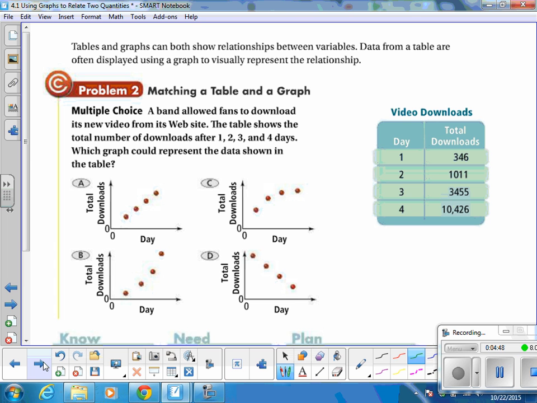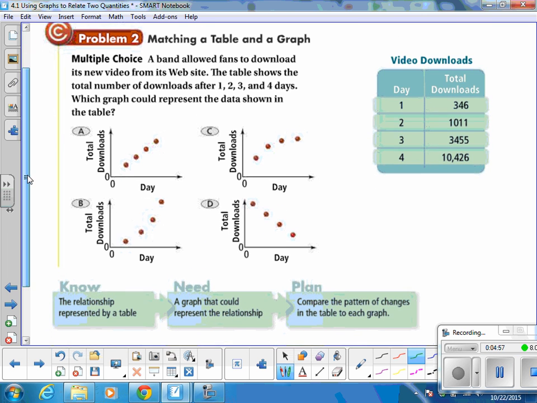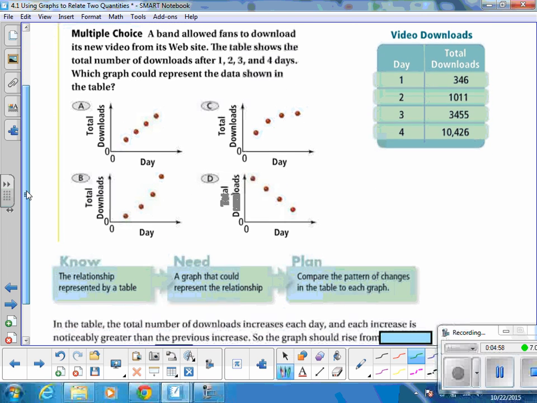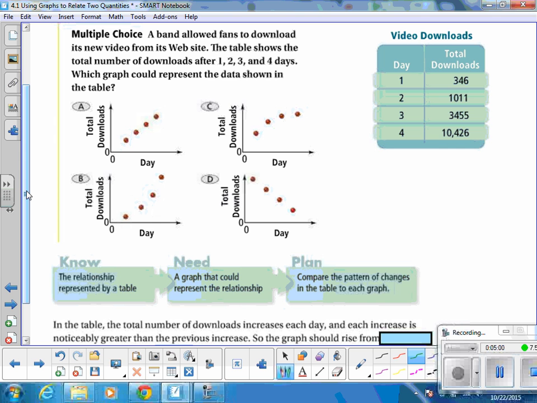Tables and graphs can both show relationships between variables. Data from a table are often displayed using a graph to visually represent that relationship. A band allowed fans to download its new video from its website. The table shows the total number of downloads after 1, 2, 3, and 4 days. Which graph could represent the data shown in the table?